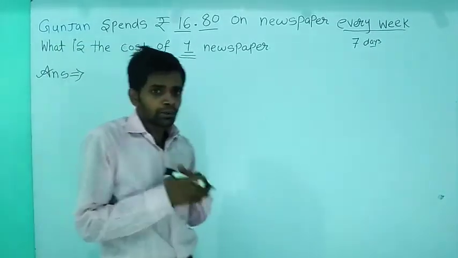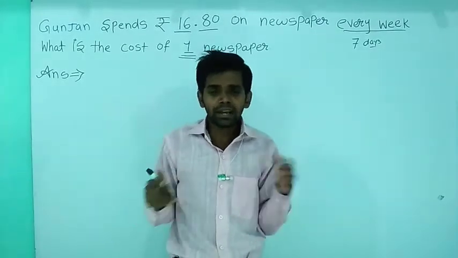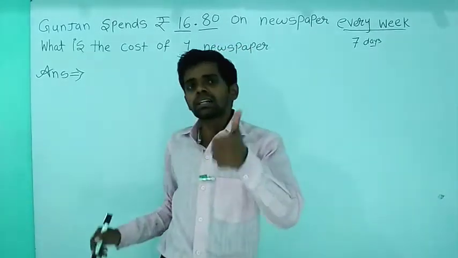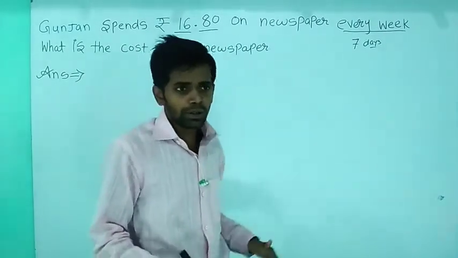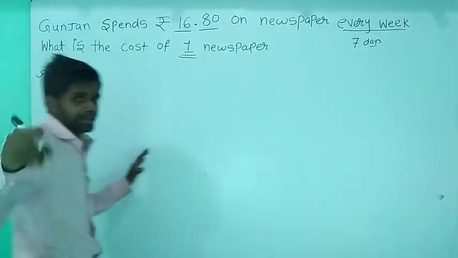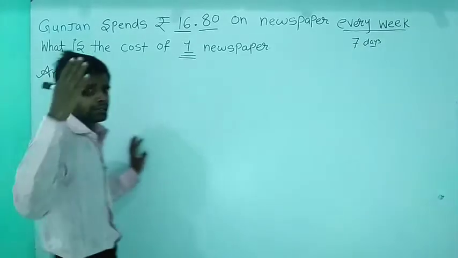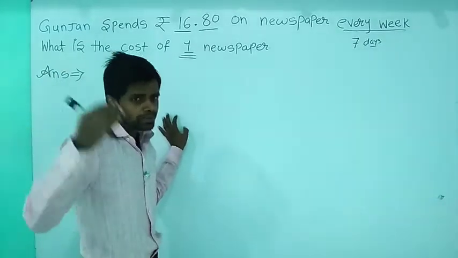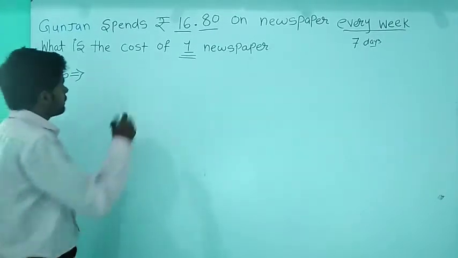So I already told you that if the cost of many things is given and you want to find out the cost of a single thing, we will divide. Okay, we will divide the quantity. We will divide. That means repeated subtraction. Okay, so what will we do here? First of all, we have to write the given information in the form of statements.